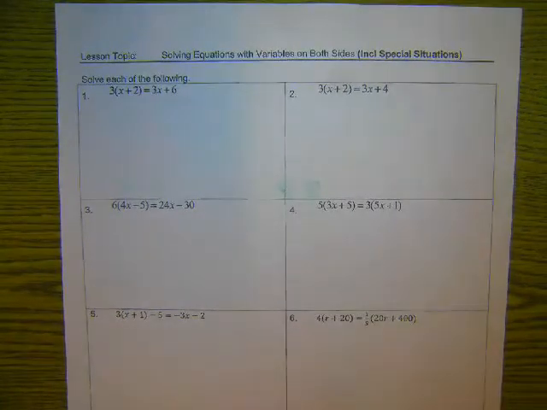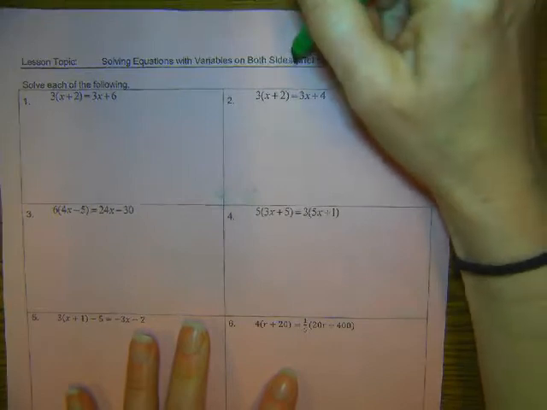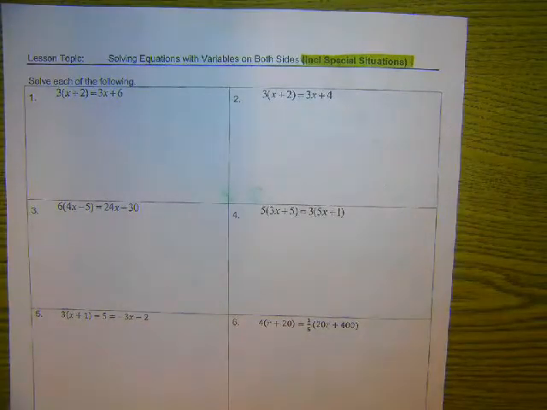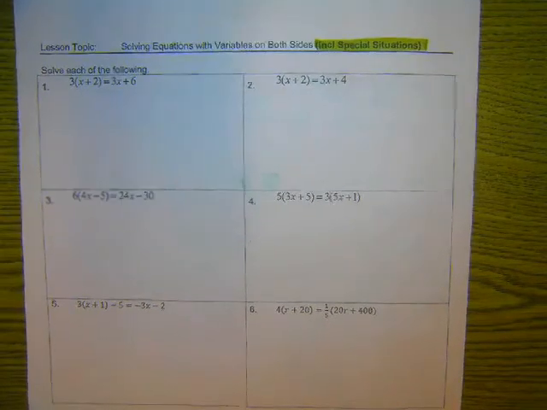All right, so what we're talking about today is continuing to solve equations with variables on both sides, but we're going to really look at some special situations. So what happens when the variables drop out, and really two things that happen, and I'm going to explain to you what those things mean.